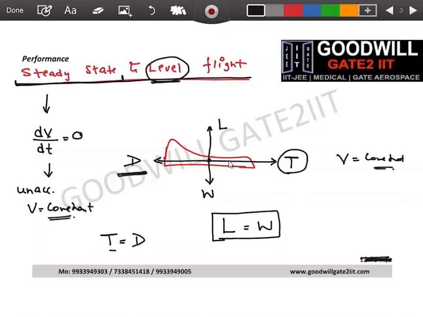That means we're talking about steady state. And when we talk about level flight, it means we're not going to change the altitude. All right. And these two are clubbed together. Now, how are they clubbed together?